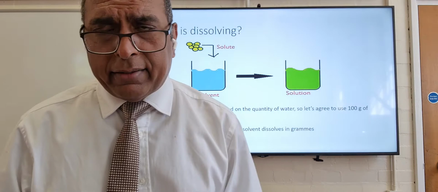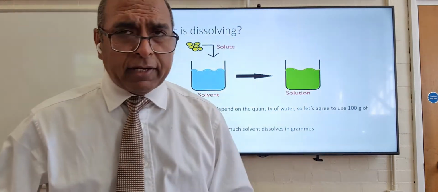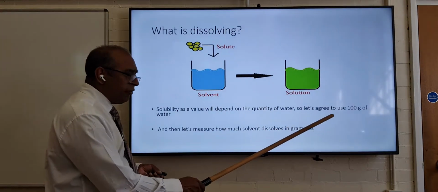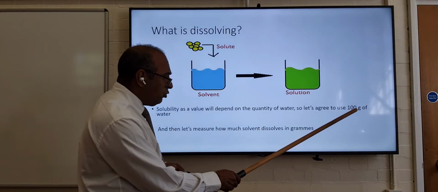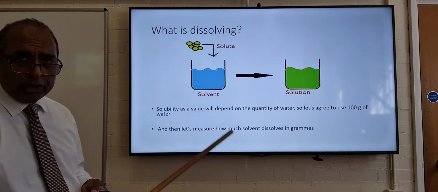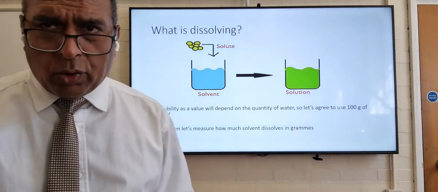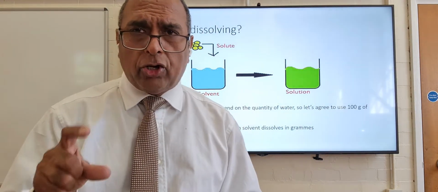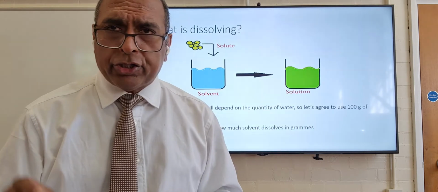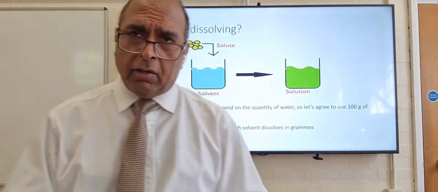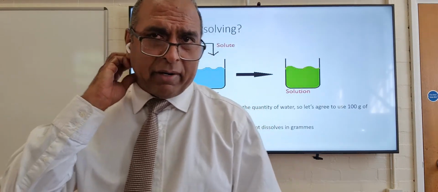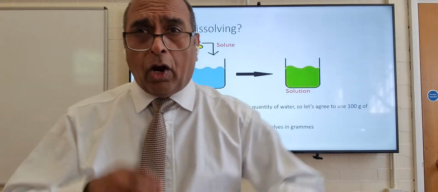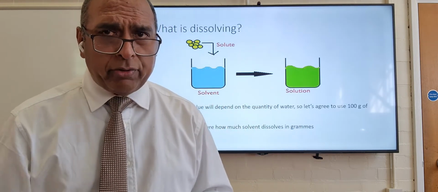The agreed scientific standard that everyone's agreed is that we're going to use 100 grams of water. 100 grams of water is not too small and it's not too big. 100 grams of water is like a small cupful. How much salt dissolves in a small cupful, if you measure it, will be about 35 grams, and therefore the solubility is 35 grams of salt per 100 grams of water. It's always per 100 grams of water.